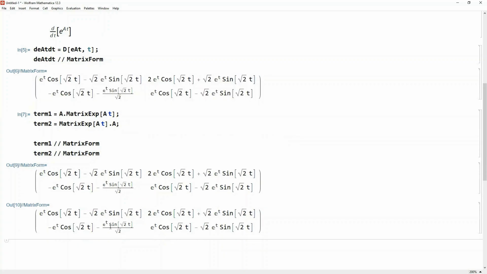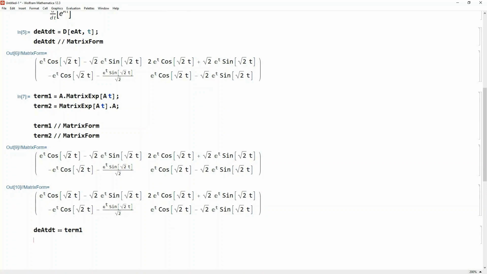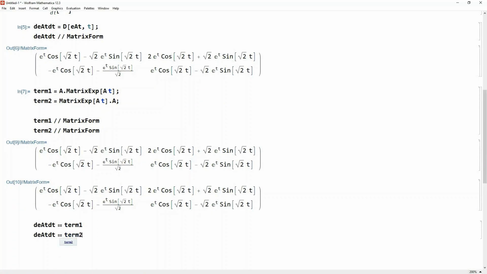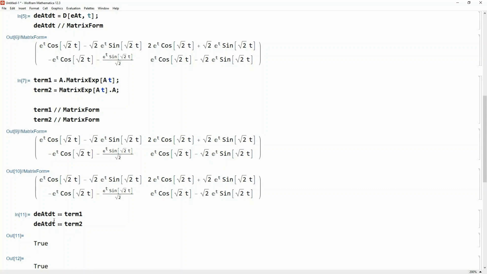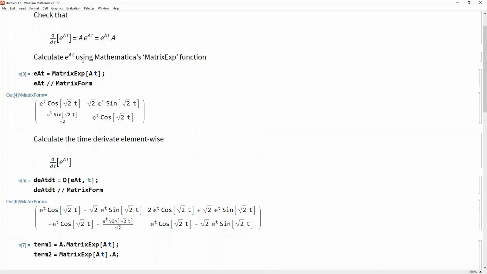And they do look pretty similar. In fact, if we want to double check this, let's just go ahead and say: does this equal term 1? And does this equal term 2, right? Just to have Mathematica check it for us. And yes, it says true, true. So there you go. At least for this case, we definitely showed that this property is true, right?